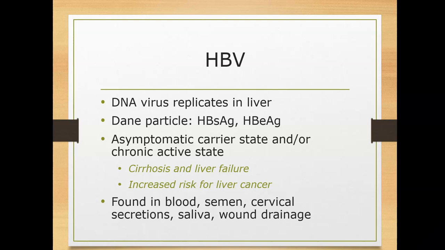After a hepatitis B infection, you may develop an asymptomatic carrier state and or a chronic active state. Patients with hepatitis B infection may be at risk for cirrhosis and liver failure, and also an increased risk for liver cancer. Remember, chronic inflammatory disorders can increase the risk for cancer occurring in that organ or body part. The hepatitis B virus is found in blood, semen, cervical secretions, saliva, and wound drainage.